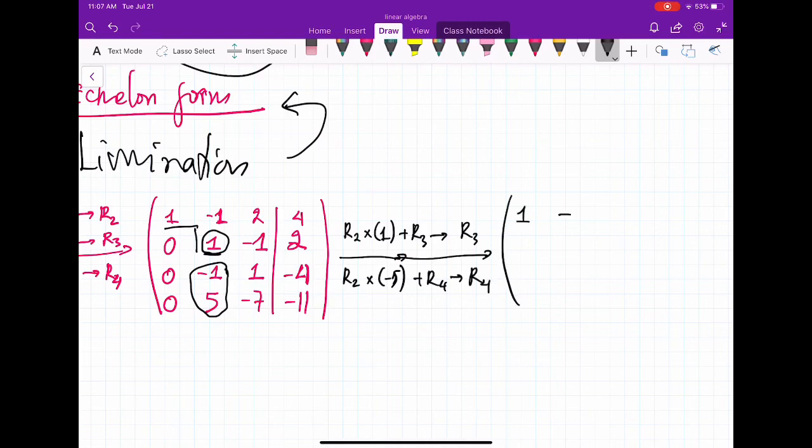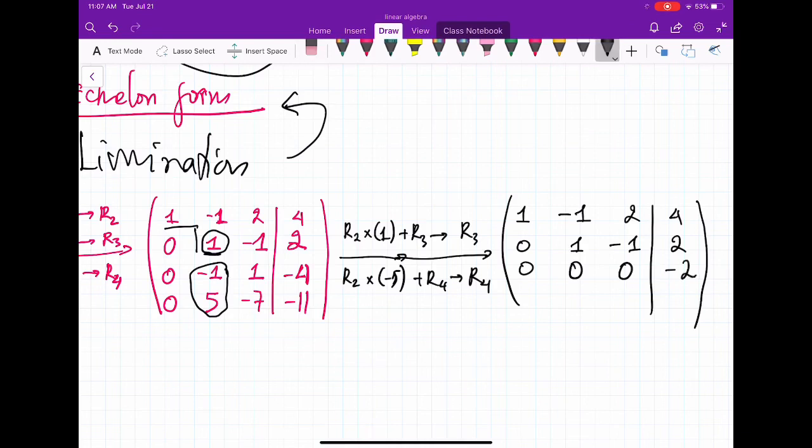Okay, so I have 1 in here, negative 1, 2, and 4. I have 0, 1, negative 1, and 2, 0. I got 0. I got 0 in here, and I got negative 2. Interesting. And here I got 0, I got 0 in here. Negative 5 is, I have negative 2 in here, okay? And then in here I have negative 5 is negative 10. I have negative 21. Interesting.